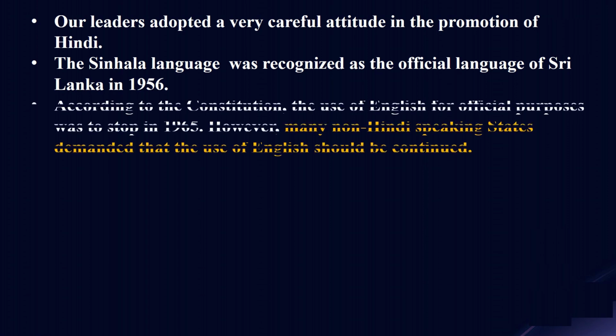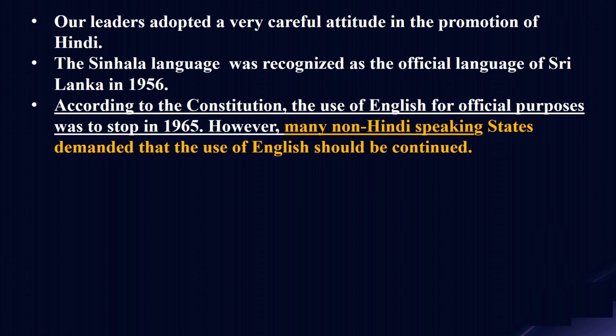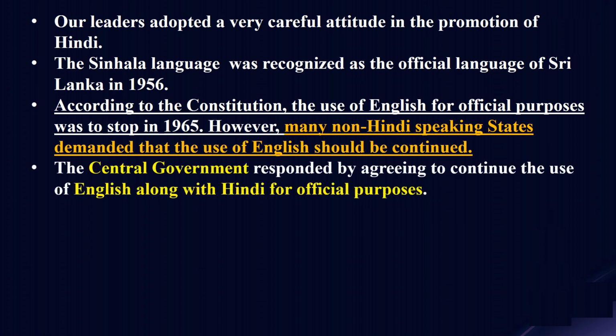Even according to the Constitution, the idea was that after 1965, the use of English for official purposes would be stopped and Hindi had to take its place. But before it could happen, many non-Hindi speaking states demanded that the use of English should be continued because people of these states were not comfortable with the use of Hindi. And in Tamil Nadu, this movement took a violent form. Thus, the government guaranteed that both Hindi and English will be used as official languages as long as the states' governments want.